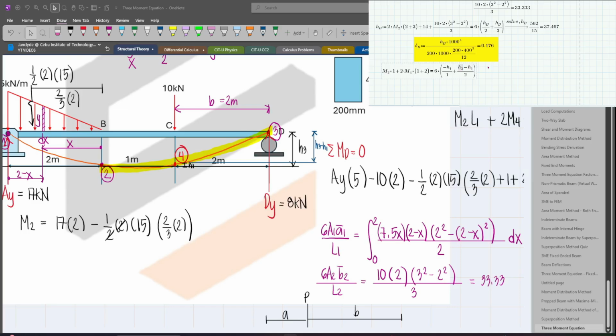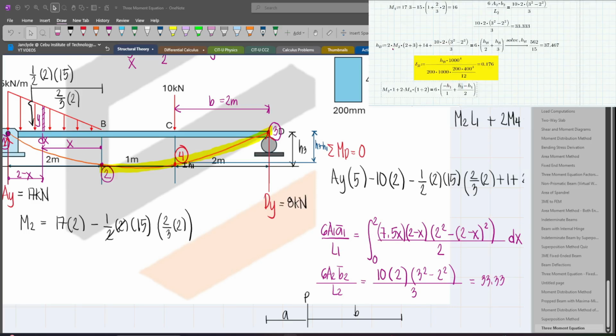But thankfully, na-solve natin yan kanina. Yan yung deflection at B. Diba? This vertical distance is the deflection at B. Ayan, yung nakuha natin kanina, which is this value. H sub B. So what if label ko na lang to as H sub B.